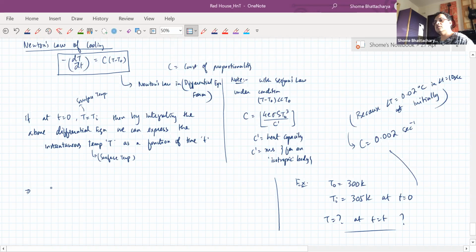So we will get this. Okay, so I can just transfer the negative sign on that side and now integrate it like this, taking the constant outside. So at t equal to 0, the temperature of the surface was the initial temperature, and at t equal to T, the temperature is the instantaneous temperature, capital T.